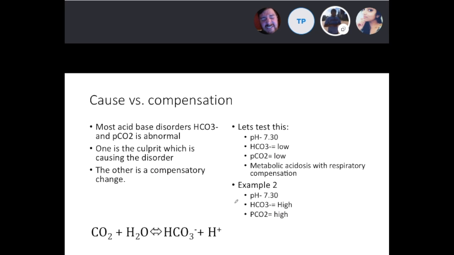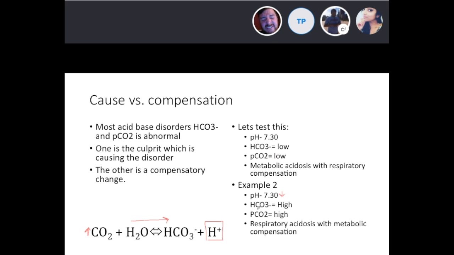Here your pH is, again, acidotic, but your bicarb is high and PCO2 is high. I'm telling you that this is respiratory acidosis with a metabolic compensation. Why? If I have a high PCO2 value, what is that going to do? It's going to shift the equation over, so everything is going to try to go this way. It's going to create more hydrogen ions, which is going to lower the pH. That's why it's acidotic.